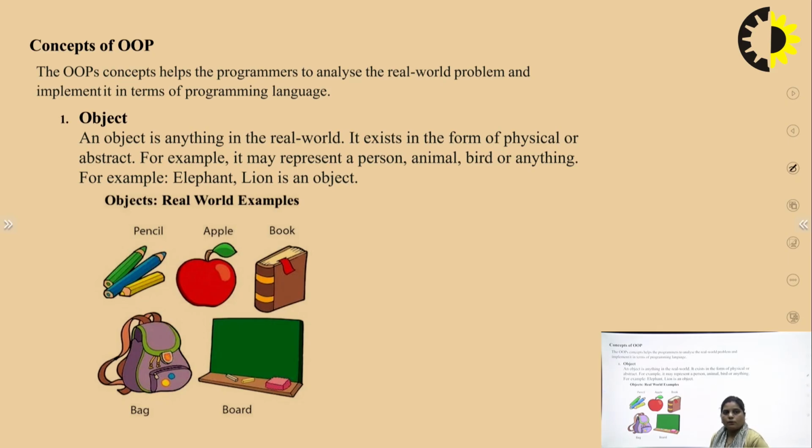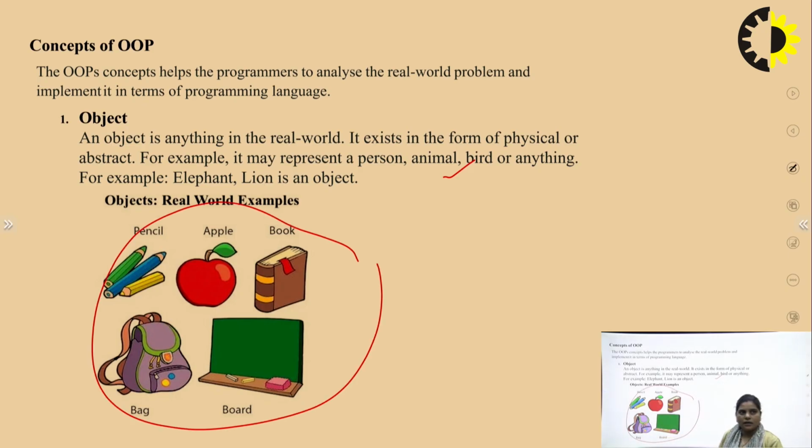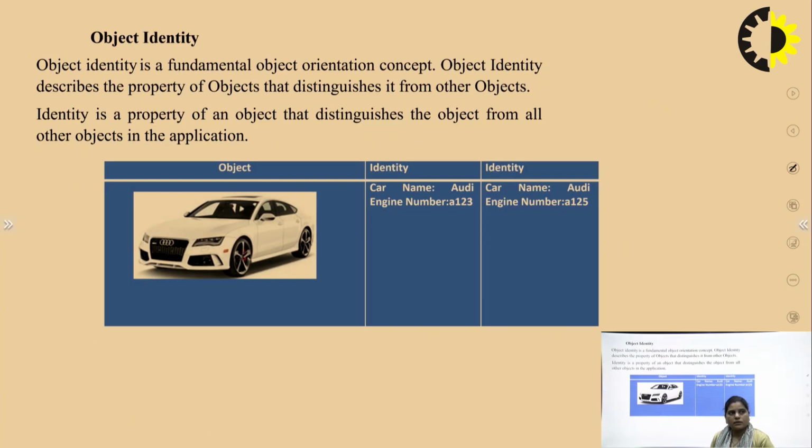For example, if you are going to represent a person, animal, bird or anything which exists in the real world, then that particular thing represents an object. Examples are elephant, lion, book, apple, pencils, bags, board; these all are objects present in the real world. So object is a simple thing, not so complex. Basically each and everything existing in the real world is considered an object.